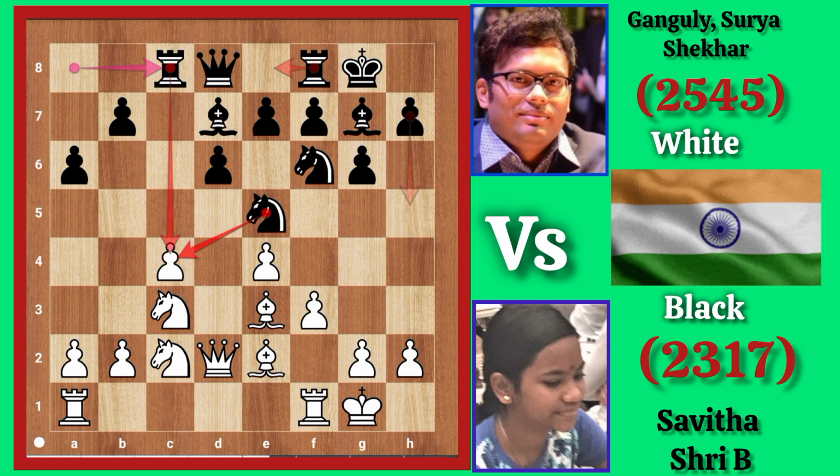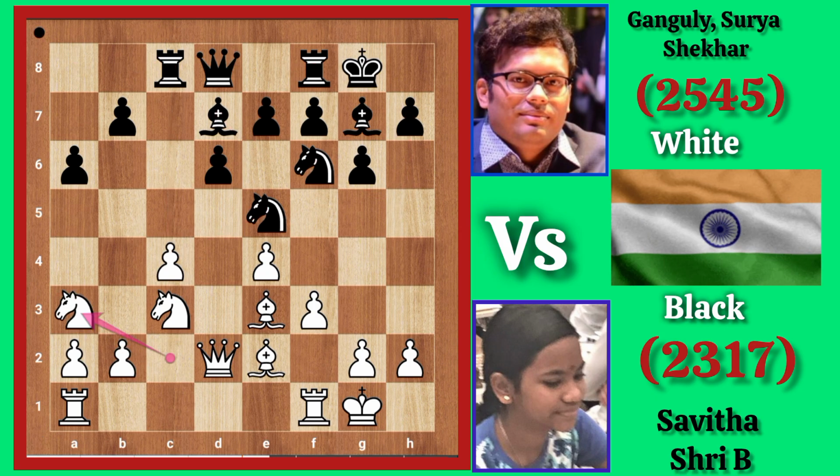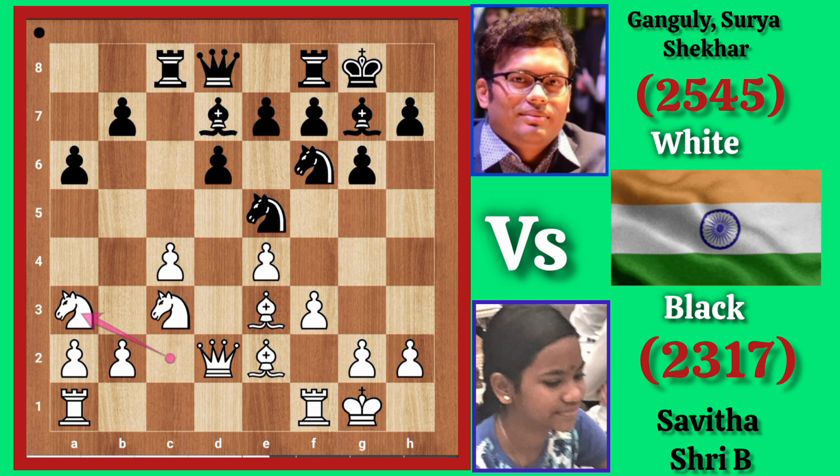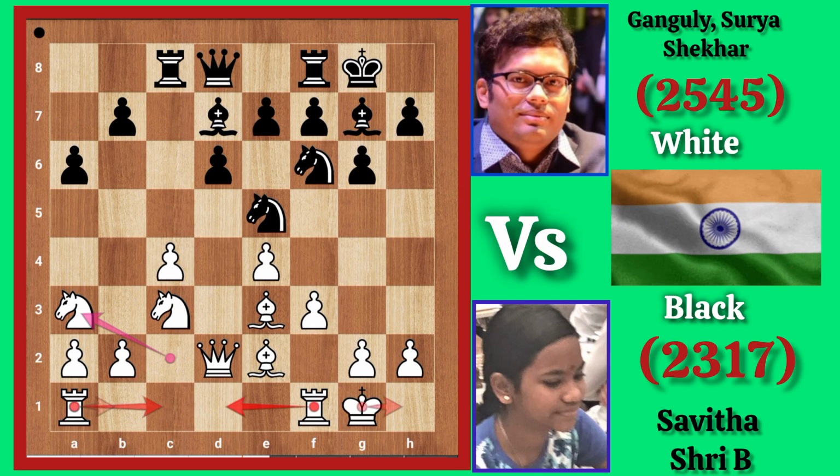13. Knight a3. White awkwardly defends. The knight moves to the rim of the board to protect the c4 pawn. While safe, the knight on a3 is temporarily out of play.